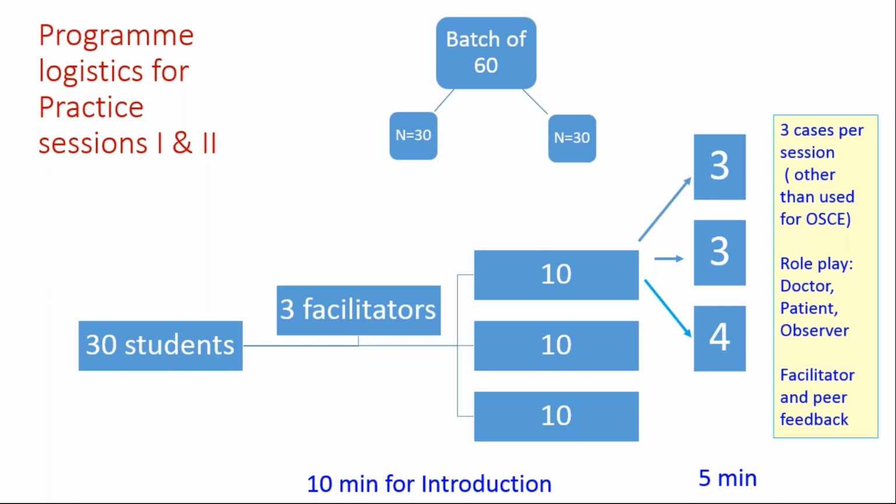In our big demonstration group, they go to 3 different corners. And then the facilitator divides them again into 3, 3, and 4. And 3 cases are discussed in one practice session. So we give them the 3 cases in rotation. Each group of 3 gets case 1, the second group case 2, and the 4 students get case 3.